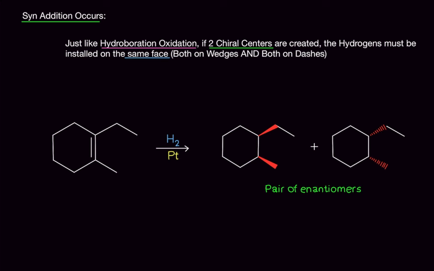All right, Syn addition. Just like hydroboration oxidation, if 2 chiral centers are created, the hydrogens must be installed on the same face. Both must be on wedges, and then both must be on dashes.